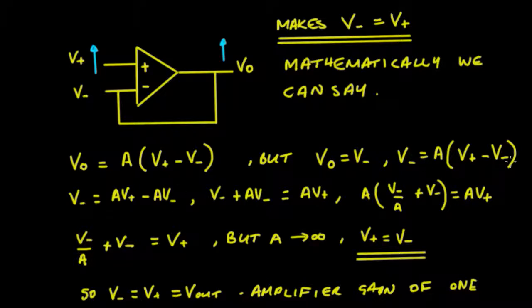And then if we multiply out the right hand side, we're going to get this here. And then we can take this term here, the minus A V minus, across to the other side, where it becomes plus A V minus, and then we can take out a factor of the gain A from each of these, so you'll be left with V minus upon A plus V minus equals A V plus. Cancel out the A's on either side, and you're left with V minus upon A plus V minus equals V plus.